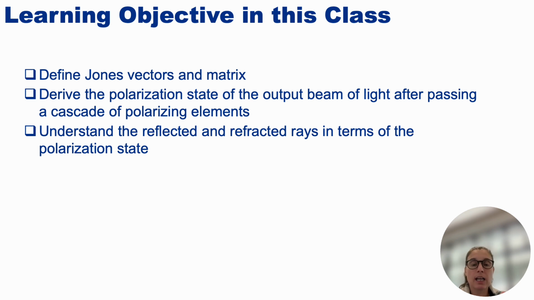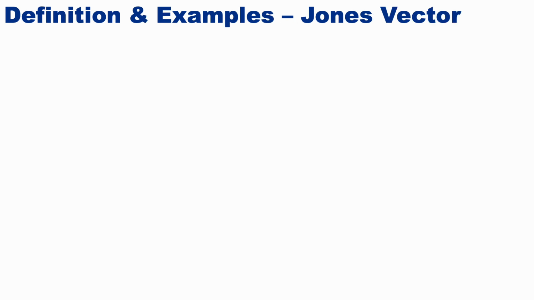And we're going to understand how the reflected and refracted ray is going to change the amount based on the polarization state. So we were saying in the other two classes that the polarization is related with the change between the components of the electric field, and we can write our electric field in Cartesian coordinates.